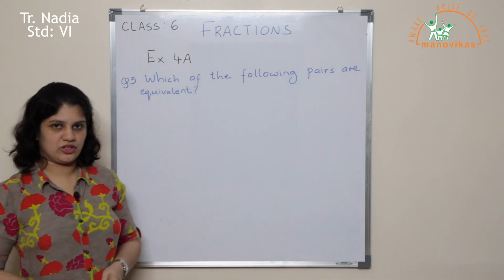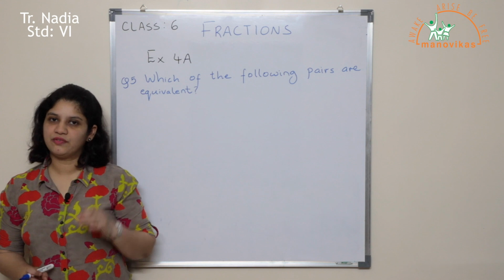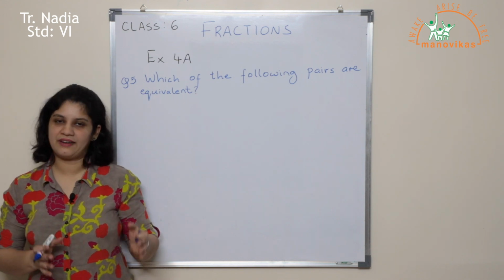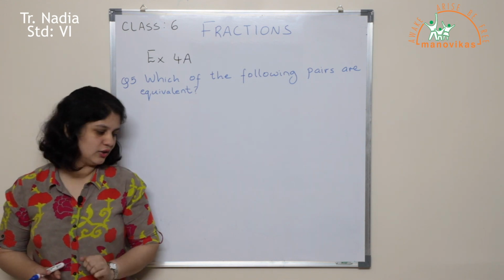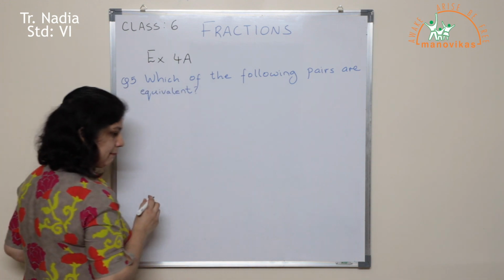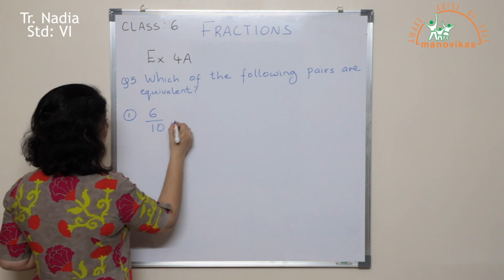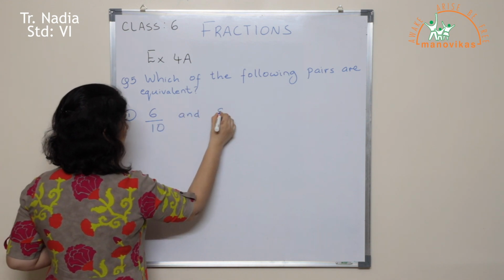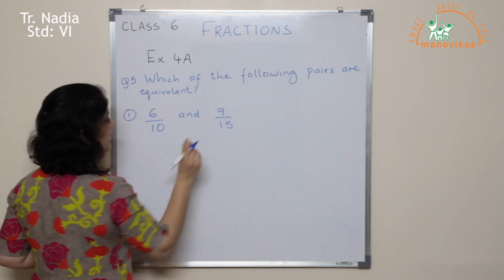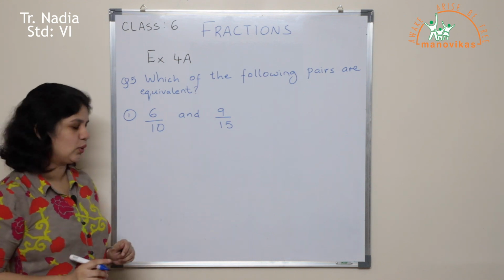Okay, now let's go to question 5. In question 5, we have to find out whether the given pair of fractions are equivalent or not. I will take an example here: 6 upon 10 and 9 upon 15. You are given 2 fractions and you have to verify whether they are equivalent.